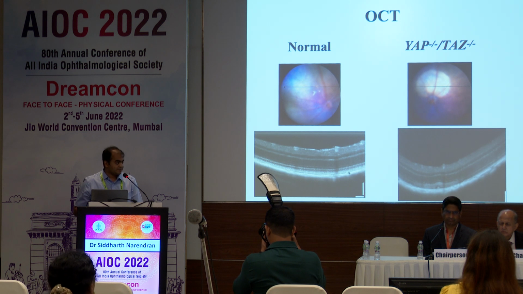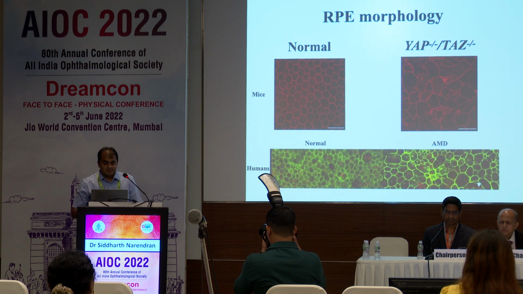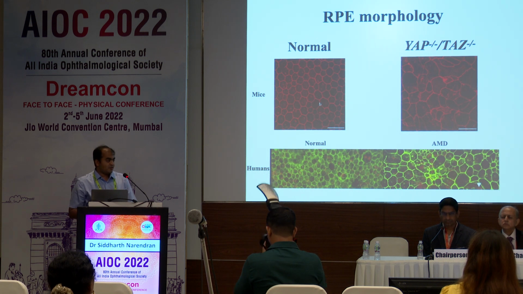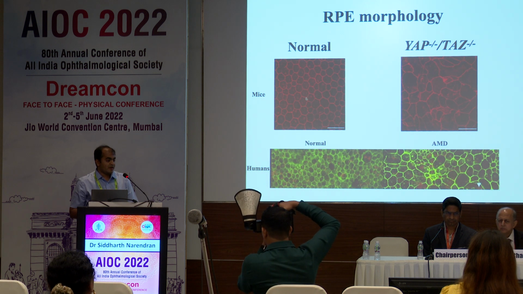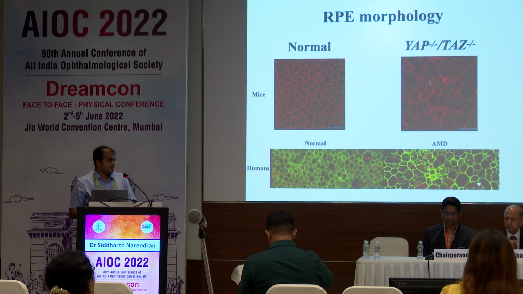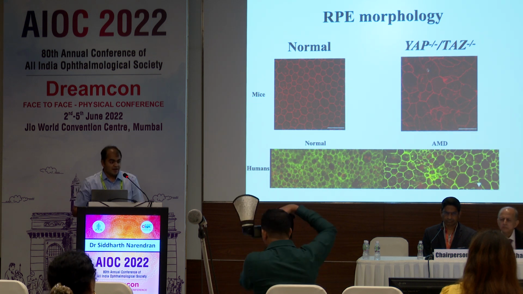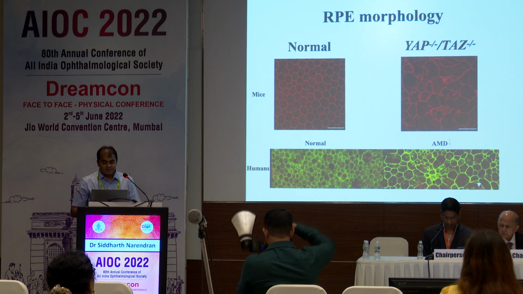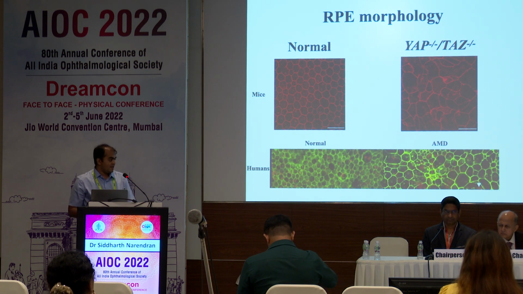normal mice. We then started to study the RPE morphology. For this we used immunofluorescence staining of zonula occludens, which is a cell membrane protein, where the RPE morphology is highlighted. These are normal mice, and these are mice in which they were deleted, and we can see that the RPE morphology is distorted. And this morphology was similar to the RPE morphology seen in AMD.